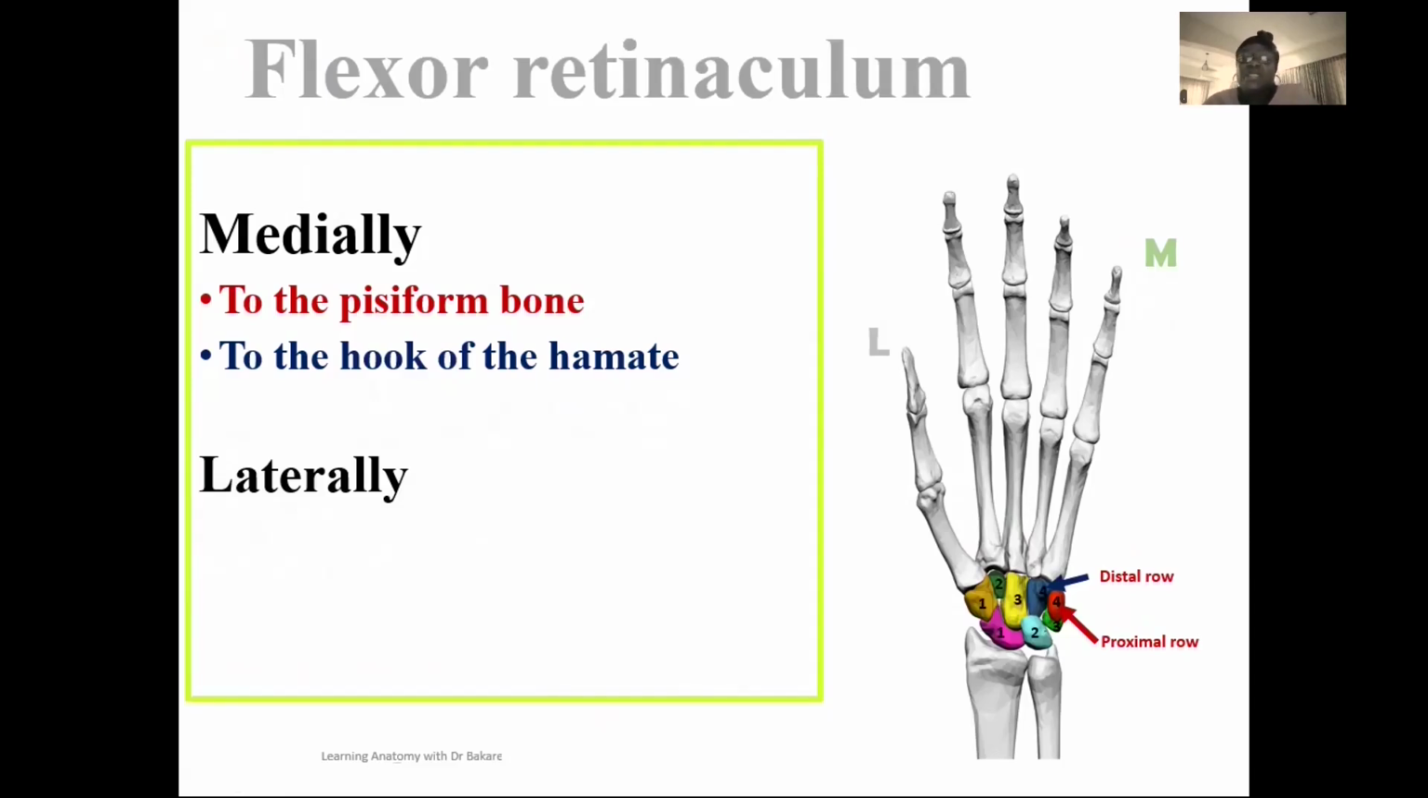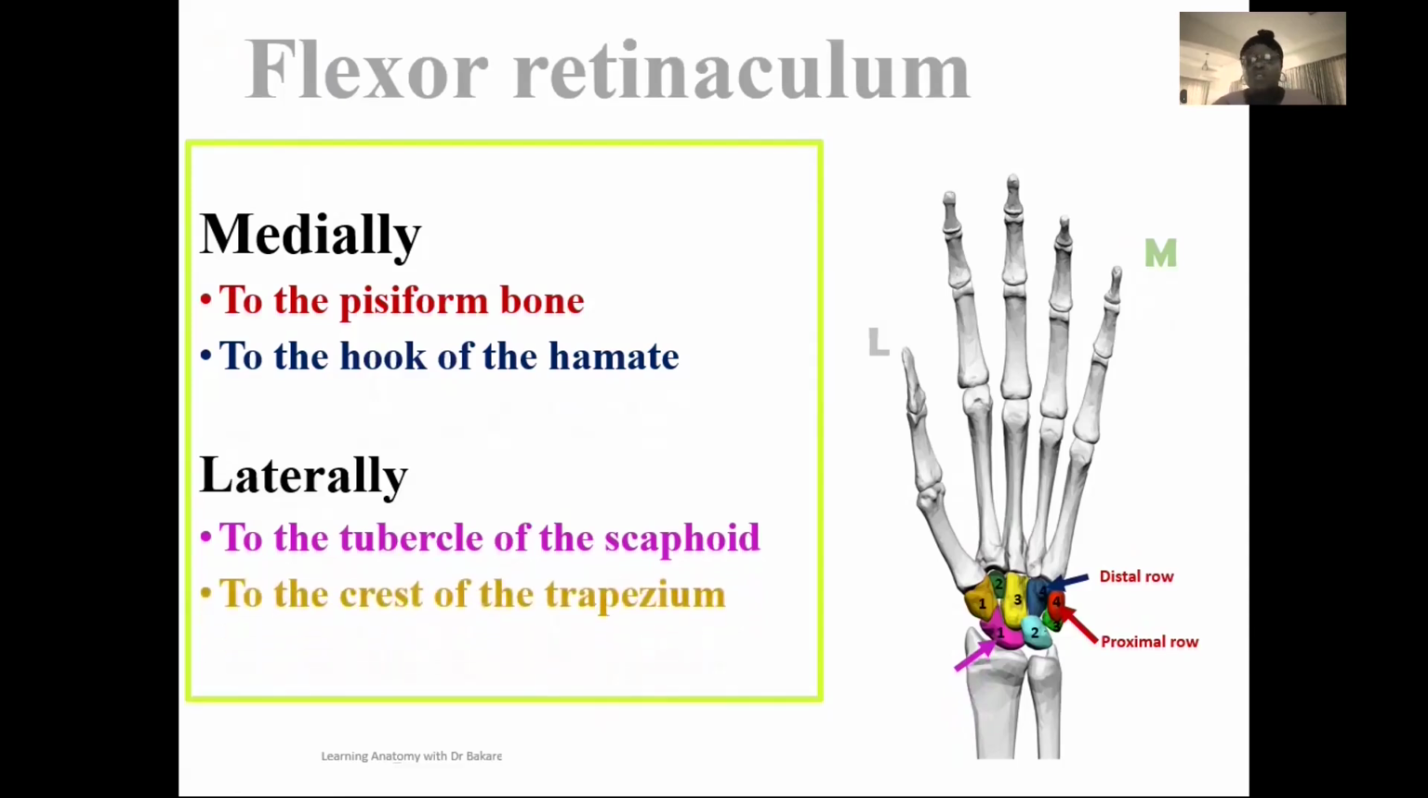After this connection, it is directed laterally, where it is inserted on the tubercle of the scaphoid, which is one of the proximal bones located around the lateral end, and also the crest of the trapezium. This is also arrowed at this point, and it is one of the distal bones located around the lateral edge. So you see that on the lateral edge, we also have the most laterally placed carpal bones, which include the scaphoid proximally and the trapezium distally. So the flexor retinaculum extends to and fro between these two points, running from the medial edge to the lateral edge.